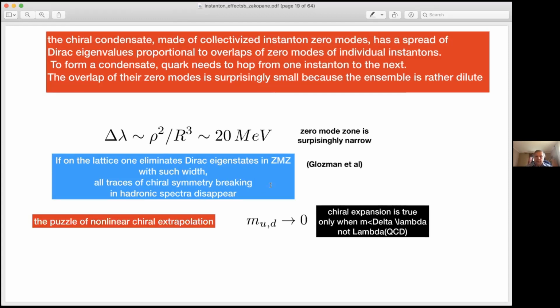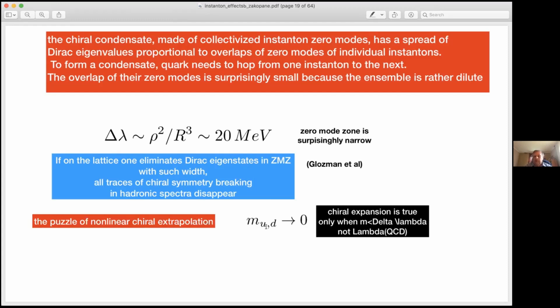The other thing which this observation of the narrow zero mode zone tells us is that it solves the puzzle of nonlinear chiral extrapolation. Normally people think that quark masses are small parameters of light quarks, which is true.